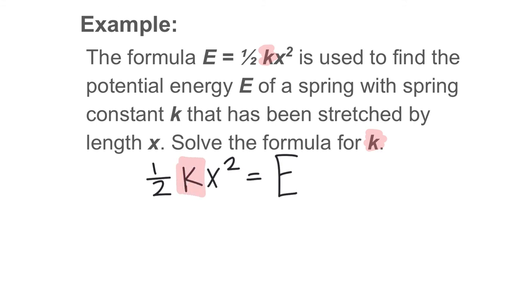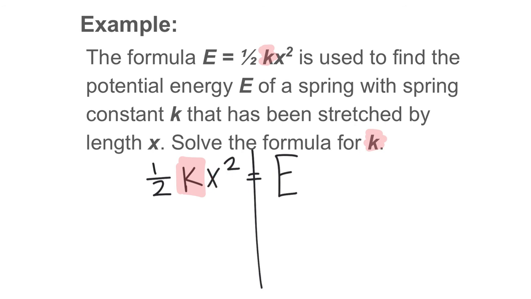And I'm going to look at what else is going on over there with the K. If you look at the K, I've got a half being multiplied by it on this side, and I have x squared being multiplied by it on this side. So all of this is multiplication. 1/2 multiplied with the K, x squared is being multiplied with the K. The square that's here is on the x. So I don't have to split these up.